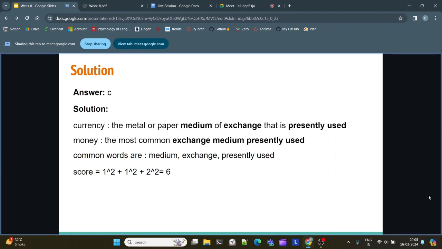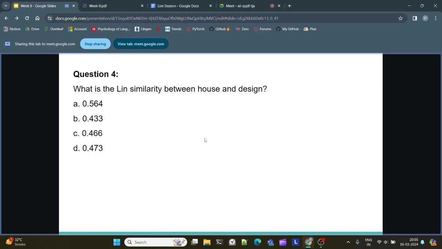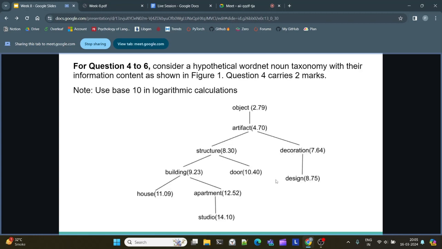Let's go on to the next problem. Here we have this WordNet noun taxonomy, and the values that you see are the information content. Given this WordNet taxonomy, we need to find the Lin similarity between house and design. So this is the first question: Lin similarity between house and design.